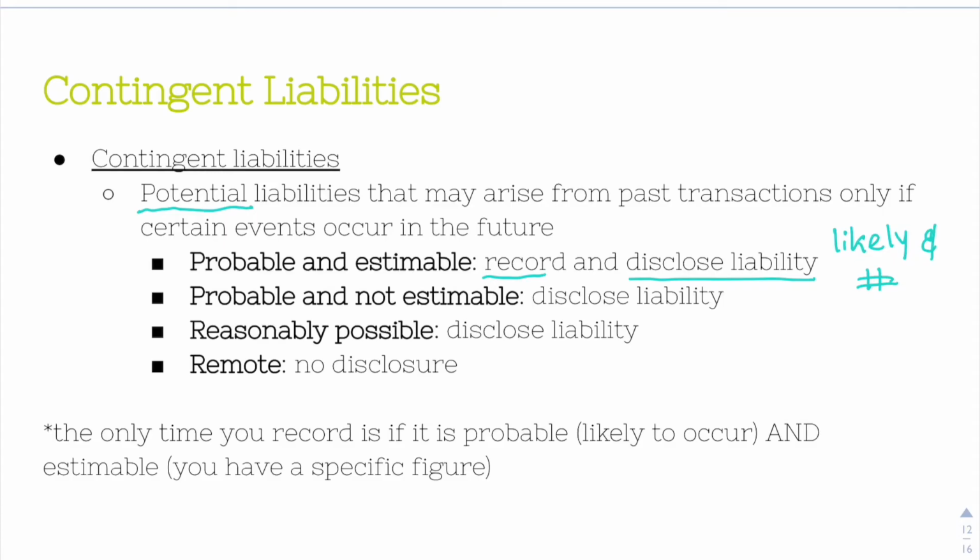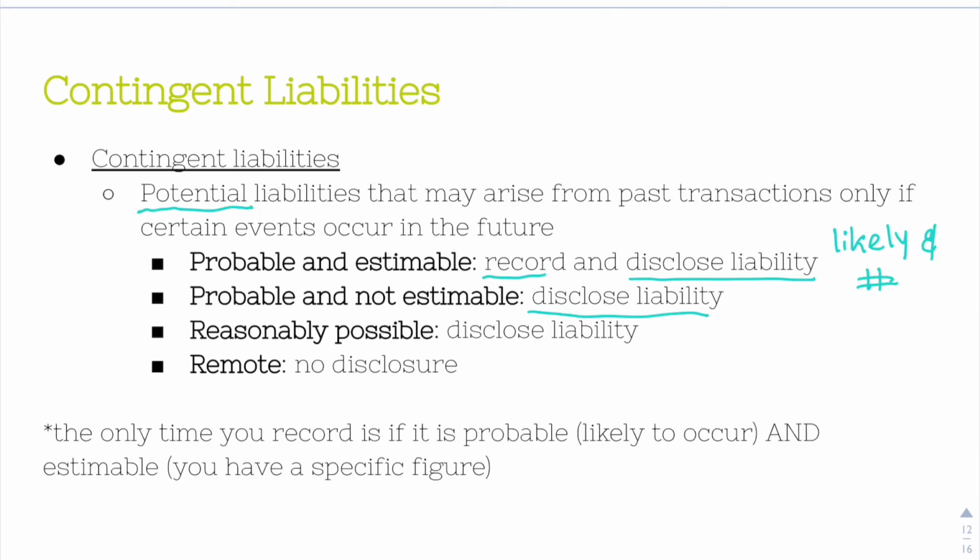The second case is if it's probable, but we don't have an estimate for it. So you might not know the specific figure. Maybe you know that it's likely you're going to be sued, but you don't know if you're going to be sued for $1 million or $50 million. It depends on what the other party finds out, how lenient the judge is, all sorts of stuff like that. So in that case, you just disclose the liability. You don't record it because you don't have a specific number, but you let people know that it's likely going to happen.